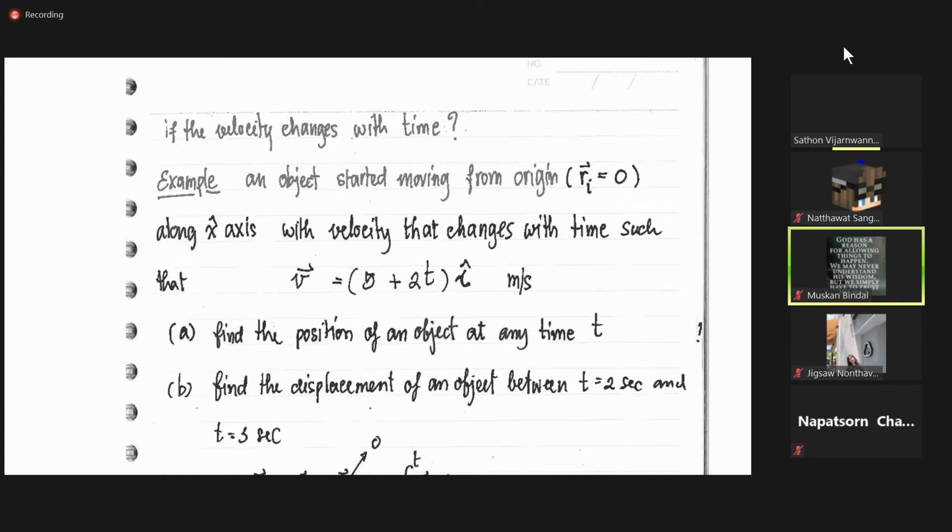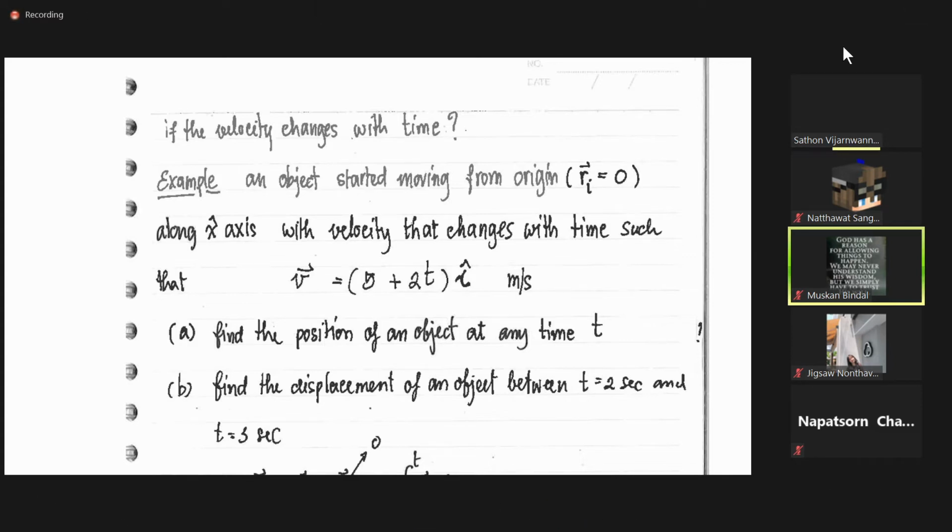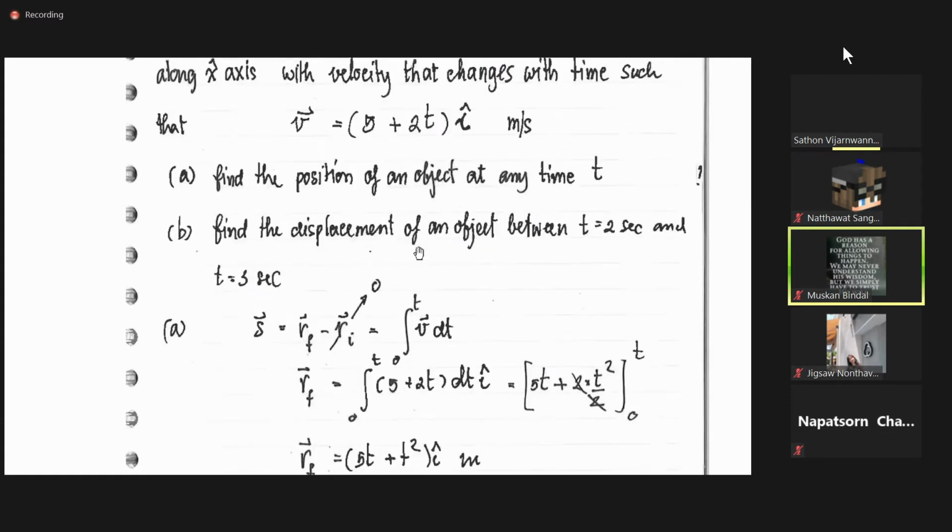So the question asks: A, find the position of the object at any time t, and B, find the displacement of the object between t equal to 2 seconds and t equal to 3 seconds. Now, they are different when you say position at any time t and displacement between t equal to 2 and 3. So let's take a look at this.